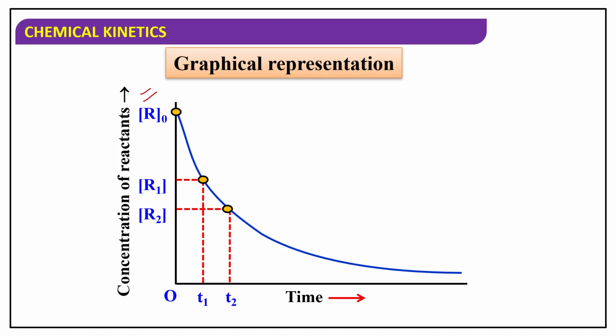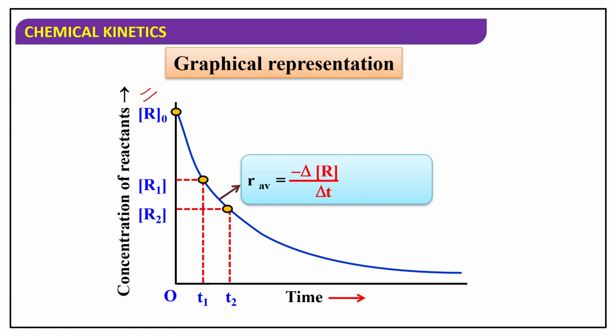And how can we calculate the average rate? Average rate equals change in the concentration of reactant, that is minus delta R, where minus means decrement in the concentration of reactant, divided by delta T. That equals minus (R2 minus R1) upon (T2 minus T1). We have to put the minus sign because the concentration of reactant decreases with time.